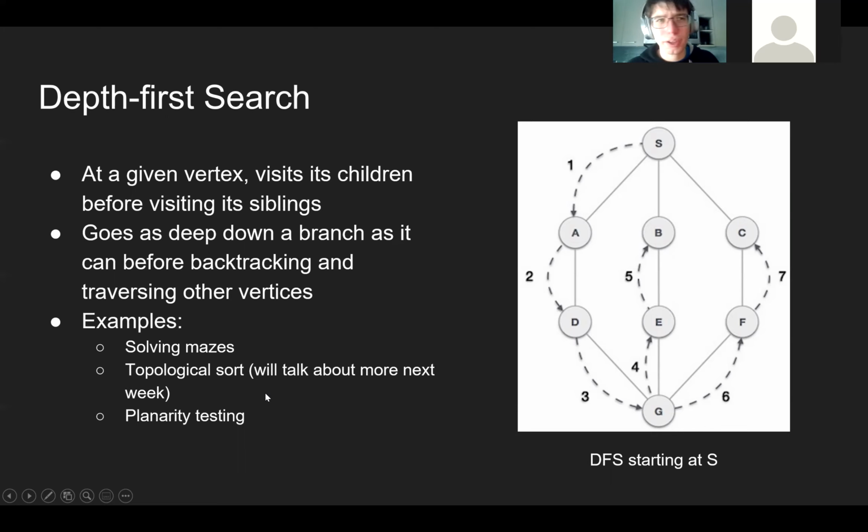On topological sort, there's something we'll talk about next week. Prerequisites is a good way of describing that, I guess, but we'll talk about that next week. And there's planarity testing. I'm not sure much about that, but I guess it's something a depth first search could be used for.